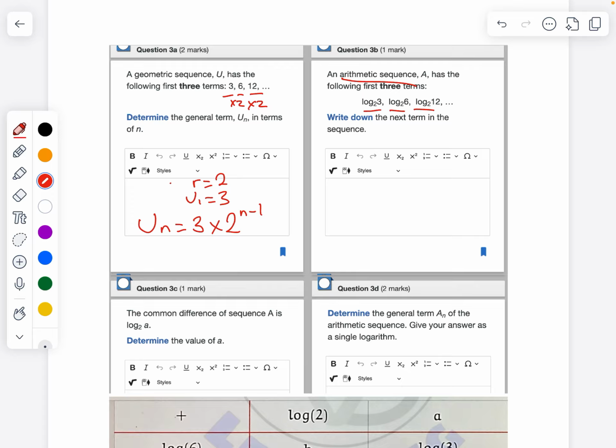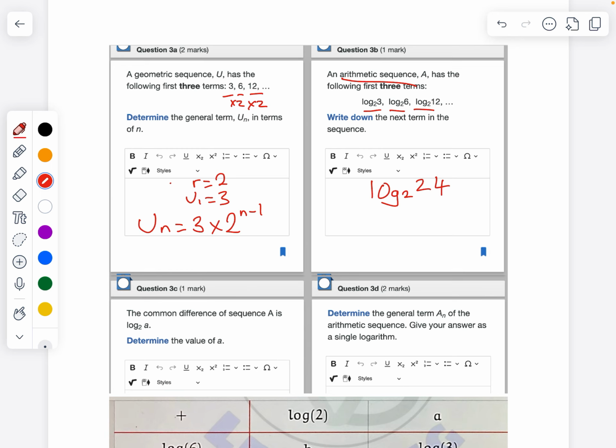If you just put it into the equation, you're going to have 3 multiplied by 2 to the n minus 1. Right, the next question says we have an arithmetic sequence. We have the first 3 terms and it wants us to work out what the next term would be. Well, if you just look at the numbers, you can clearly see it's going to be log 24.